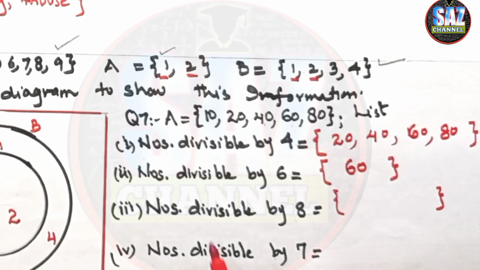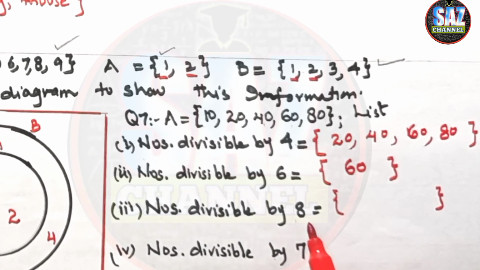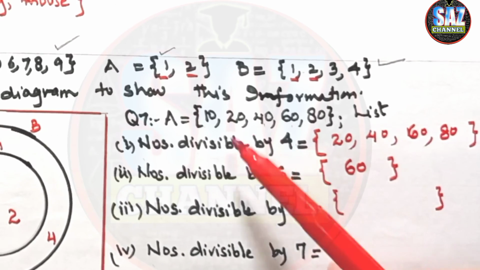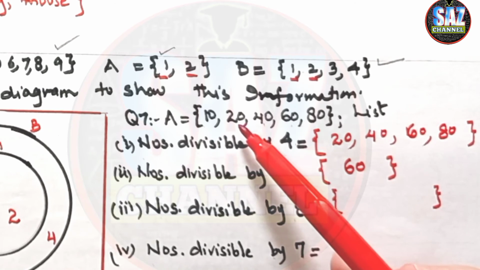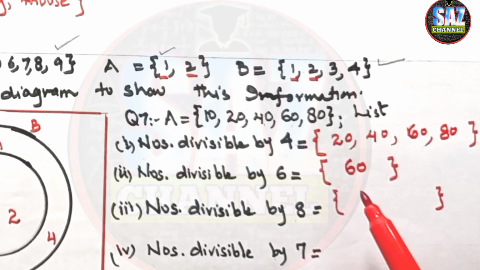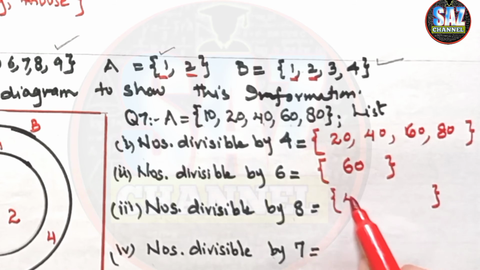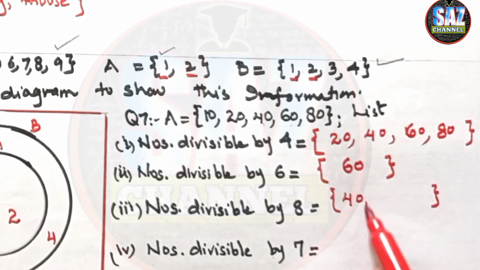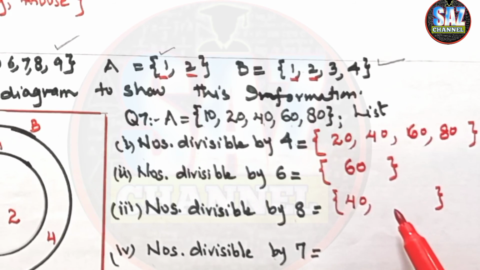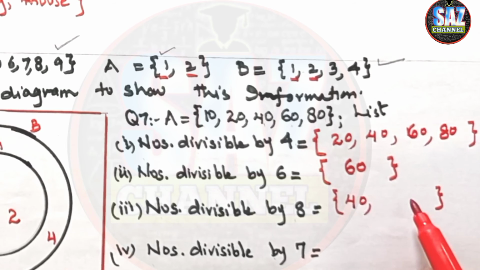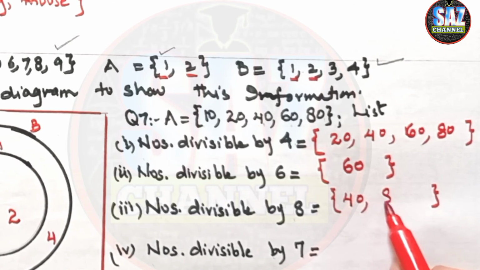And now the next part is numbers which are divisible by 8. Now 10 and 20, they're not completely divisible by 8, but 8 fives are 40. So 40 is divisible by 8. And then 60 is not divisible by 8. And then 80, so 40 and 80.